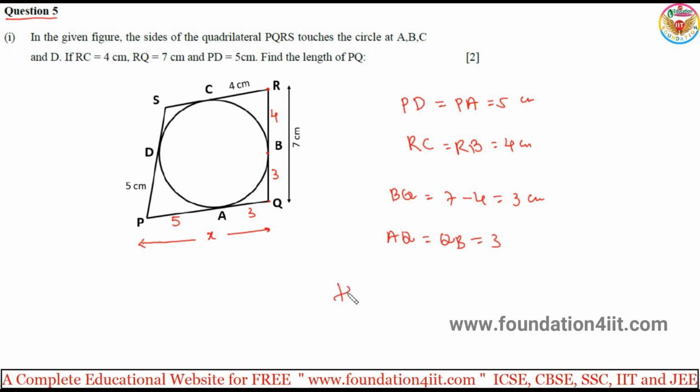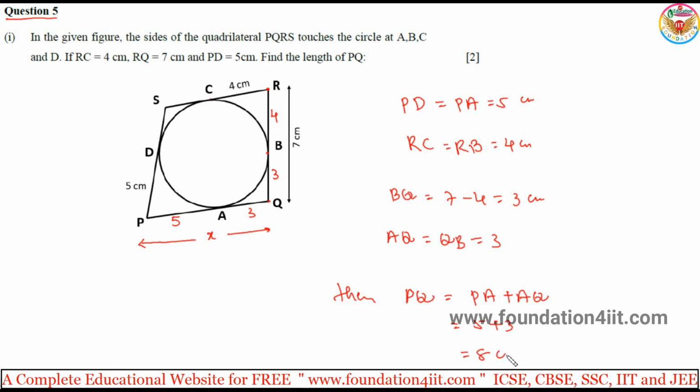Then according to the problem, we need to find out the length of PQ. PQ is PA plus AQ. That is 5 plus 3, so 8 centimeters. Okay, the length of PQ is 8 centimeters. Just a single property: tangents from an external point to the circle are equal in length.